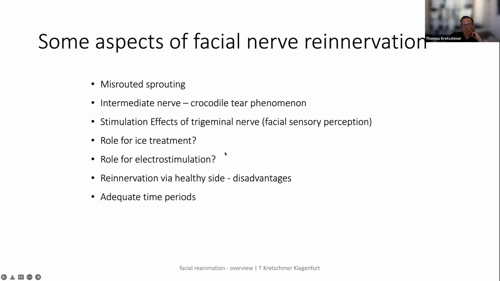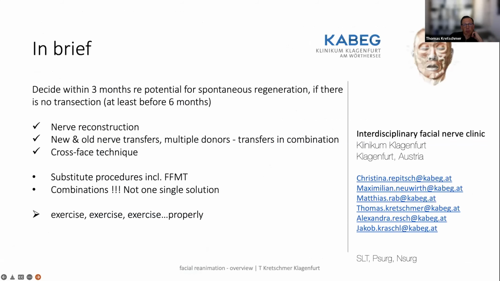When it comes to treatment, it's very important to use the right treatment, and we have the following talk about that. And it's very important to look for adequate time periods. So in summary, I think you should decide within 3 months about the potential for spontaneous regeneration. If there is no transection, if there's a transection, there's no need to wait. And then you have the choice between nerve reconstruction, new and old nerve transfers, multiple donors. There's a trend to use donors in combination.